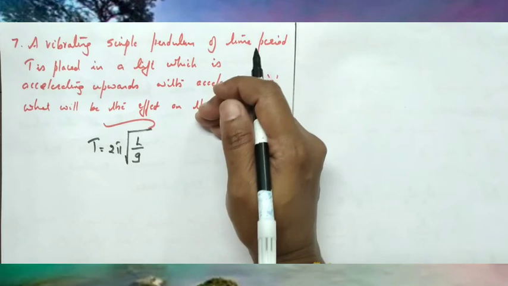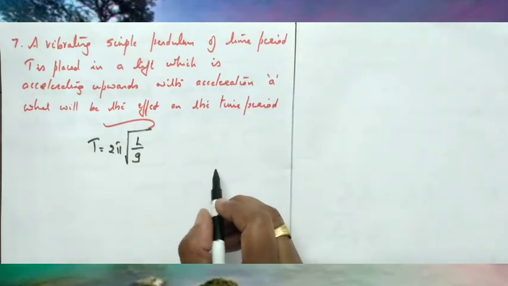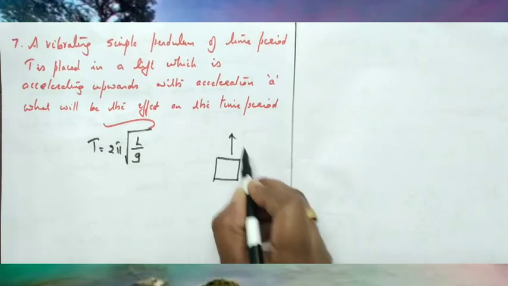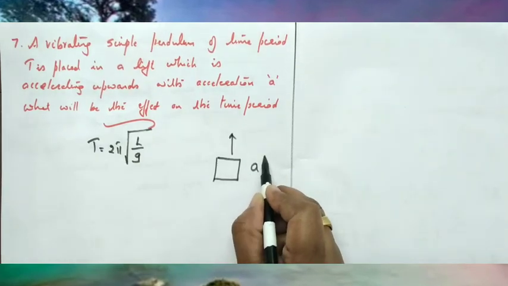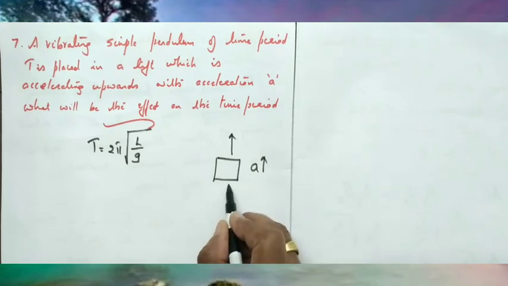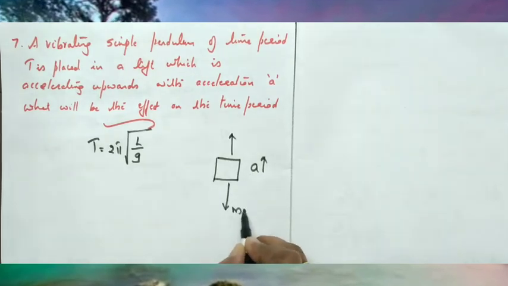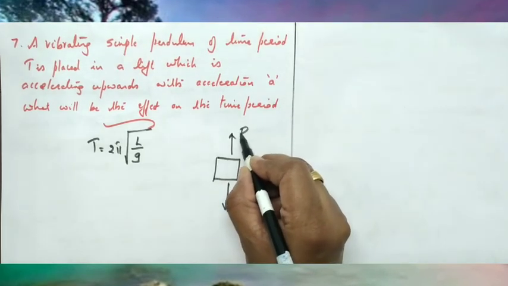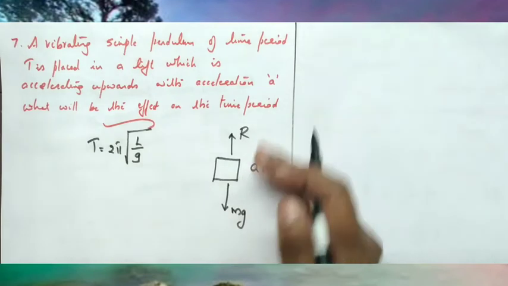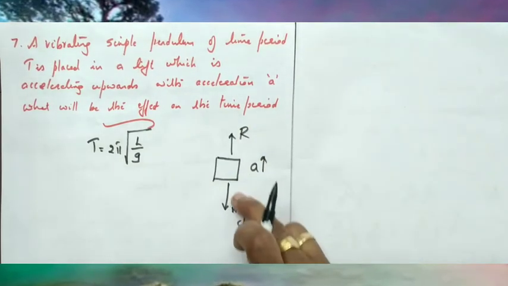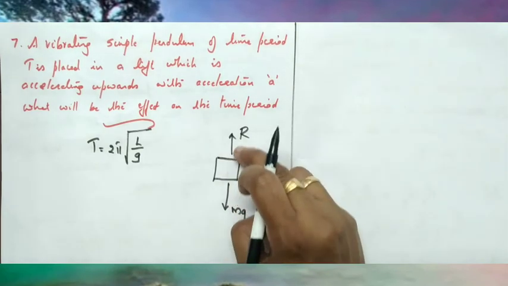When the lift is moving upward, what happens to the net acceleration? So here, the lift is moving up with an acceleration a, what are the forces acting on the lift? Weight mg is acting downward and the normal reaction, the perpendicular force, is acting upward. So here in this case forces are acting: weight downward, normal reaction upward.